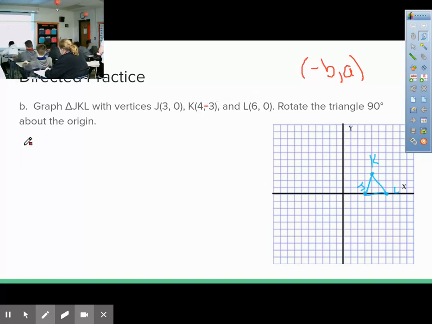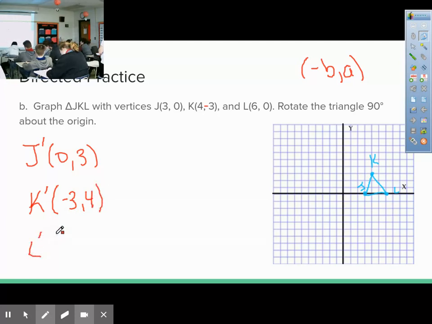Okay? So now, what would be my new coordinates for J prime if I switch those, Emily? 0, 3. Awesome. What about K prime, Javier? Negative 3, 4. And then what about L prime, Harrison? 0, 6. Because we've already gone through. That's why I like to go through and switch the signs first. Because, like I said earlier, if I don't, I get very confused.